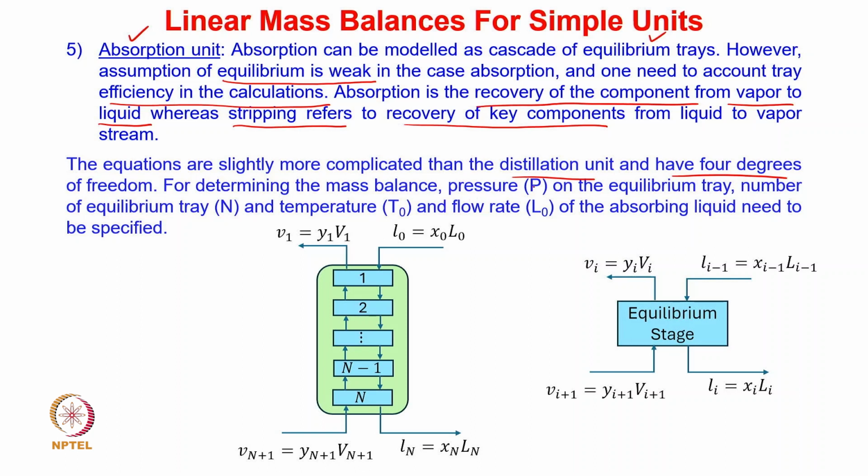For determining the mass balance we have to specify the pressure on the equilibrium tray, we have to specify the number of trays, and the temperature and flow rate of the absorbing liquid. So this we have to specify.